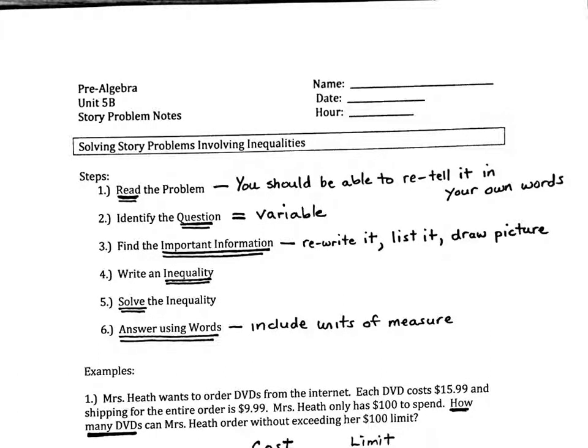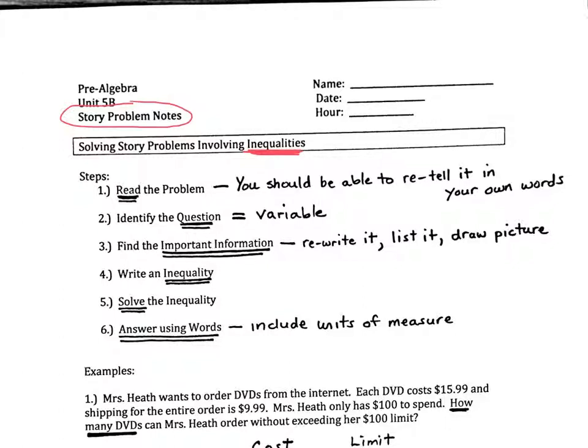Alrighty, here are your notes for Unit 5B, Story Problems. So we're going to be doing story problems. All of these story problems are going to involve inequalities. So you're going to have the inequality symbols is greater than, is less than, or is greater than or equal to, is less than or equal to.